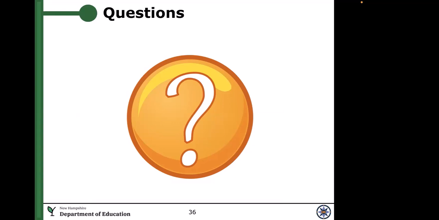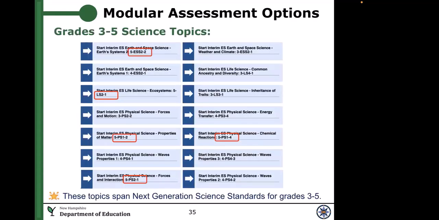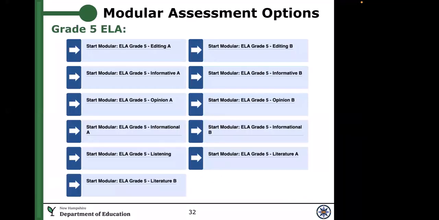Confusion about the number of modulars for the 5th grade ELA, that there are more than 2 of them. More than 2 modulars? Yes, for the 5th grade ELA. Yes, so for 5th grade ELA, these are all the modulars. For editing, there's 1 or 2 of them. For informative writing, there's 2 of them. There's more than 2 modulars. It's just for each sort of category, there's a couple of modulars. Does that make sense? Yes, thank you very much. You're welcome.